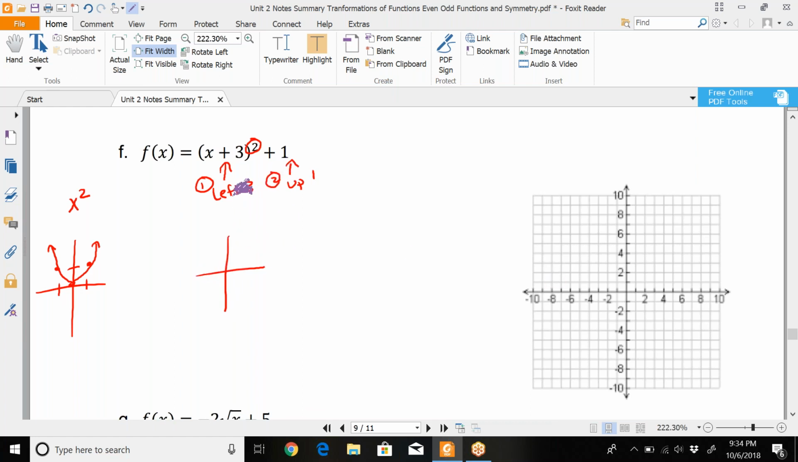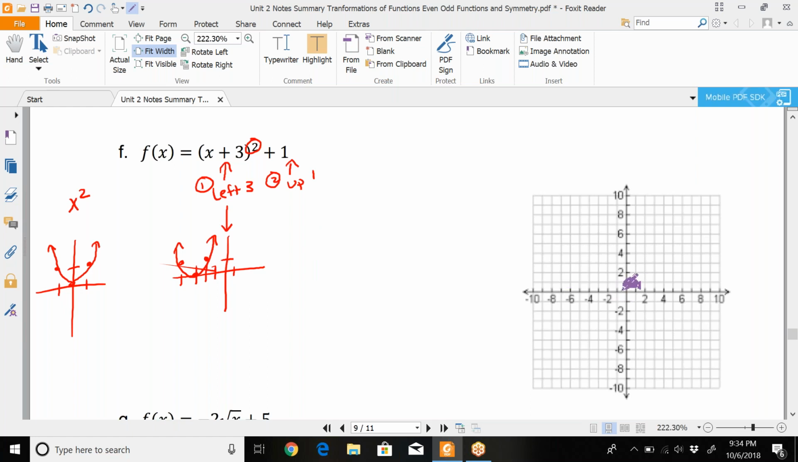So I'm going to draw left 3. So take each of these points and move them left 3. So (0, 0) is going to go to (-3, 0) because it's moving to the left 3: 1, 2, 3. (1, 1) is going to move 1, 2, 3. (-1, 1) is also going to move over 3. So this is just left 3. Then we're going to move everything up 1.